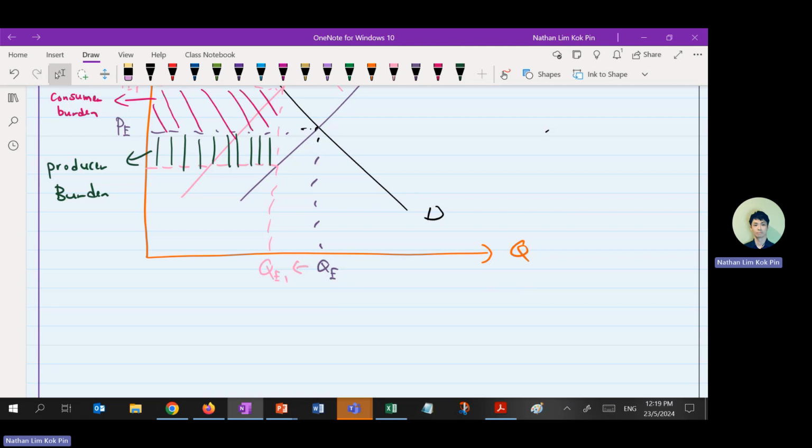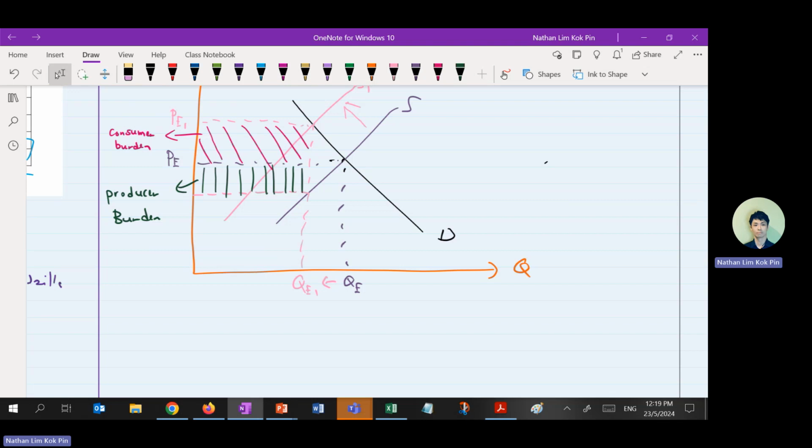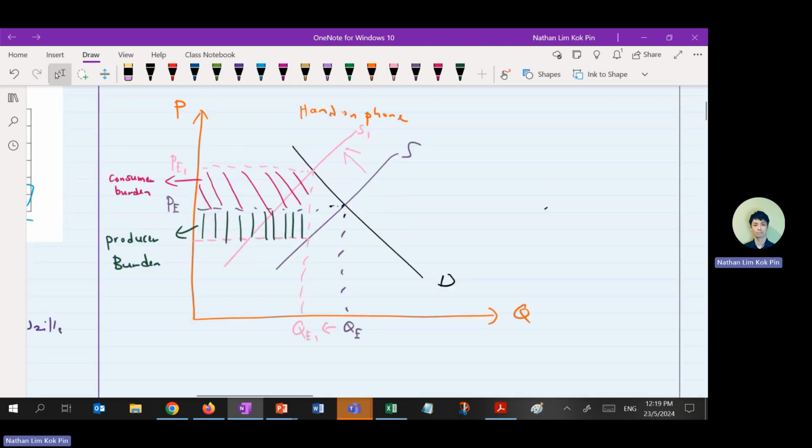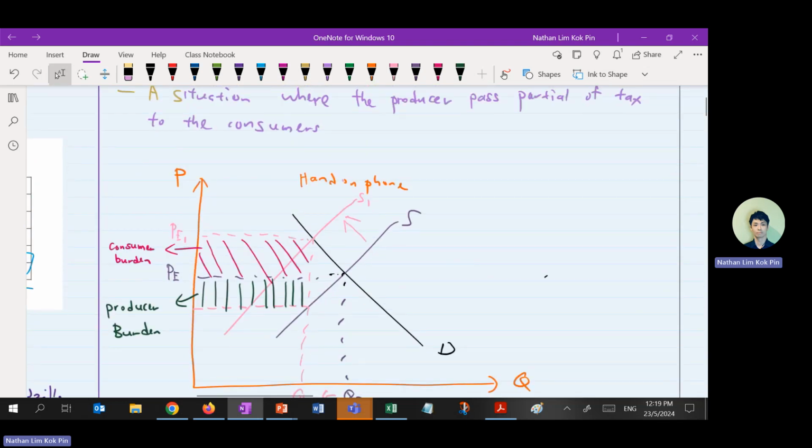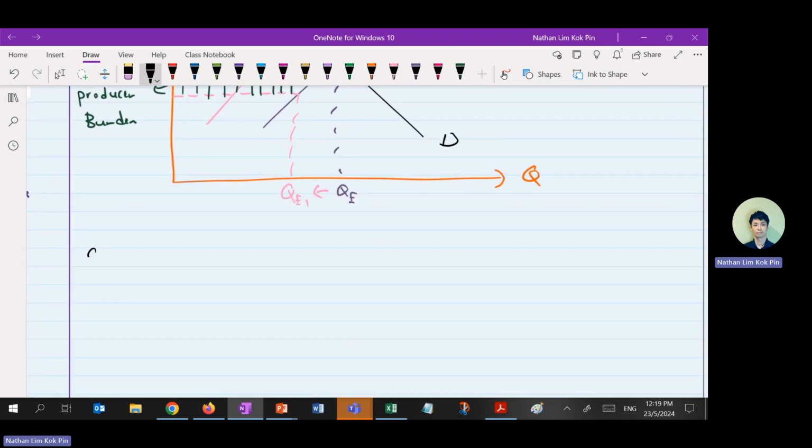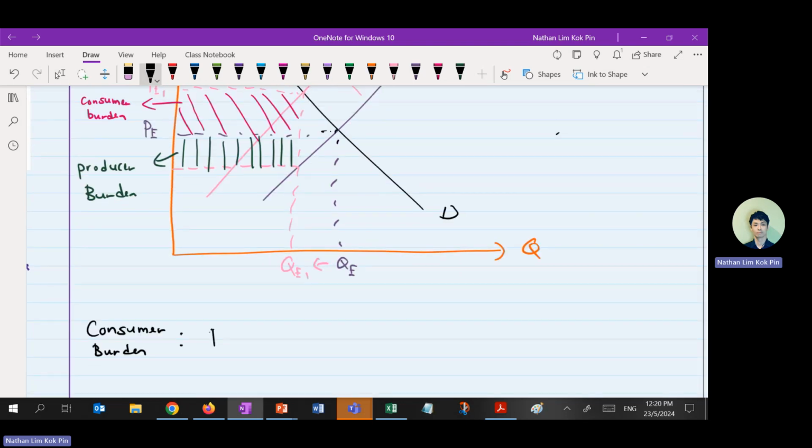I don't even bother to write it out. Make sense? Do you want me to write it down? Need? Okay, I will. So just now, what did I say? If I ask you to calculate the consumer burden, it will be PE1 minus PE, bracket, times QE1.